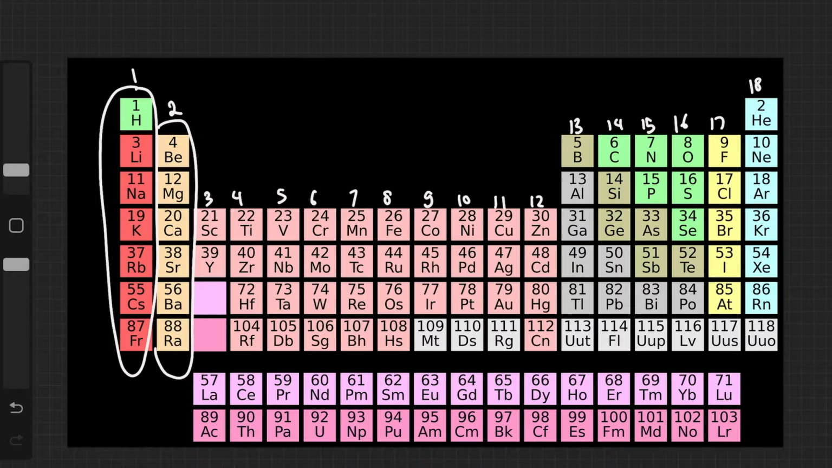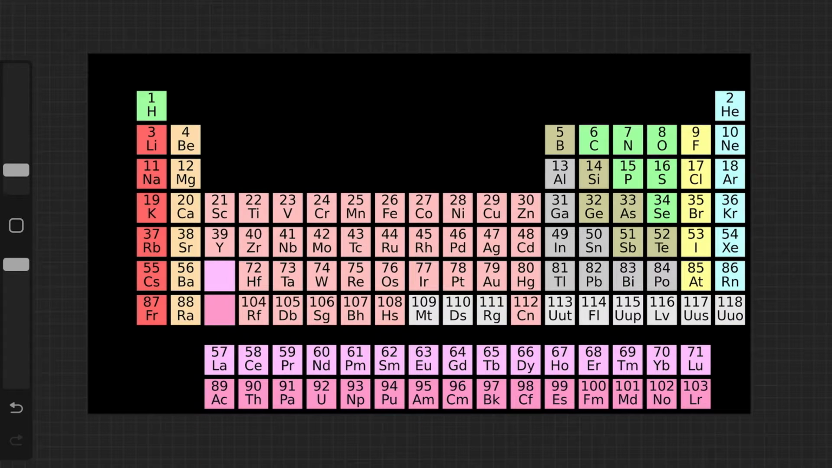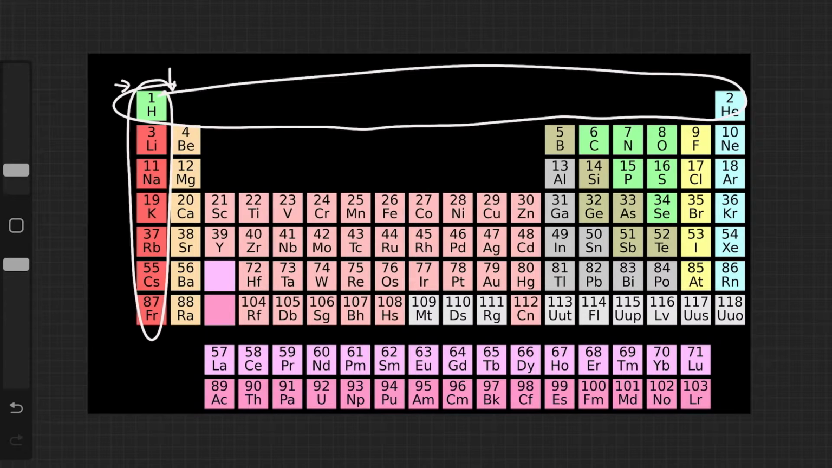Now let's look on to periods. The only difference between periods and groups is that groups are looked down vertically, while periods are looked at horizontally. So now knowing this, we know that this one is period 1, this is period 2, and so on. So now we have groups and periods.